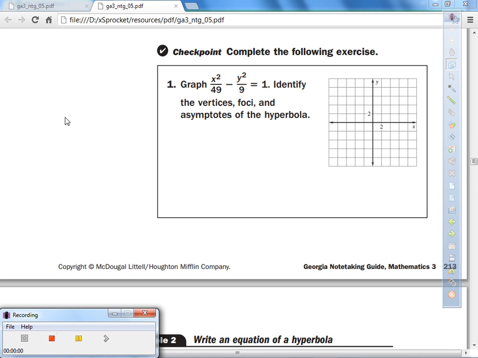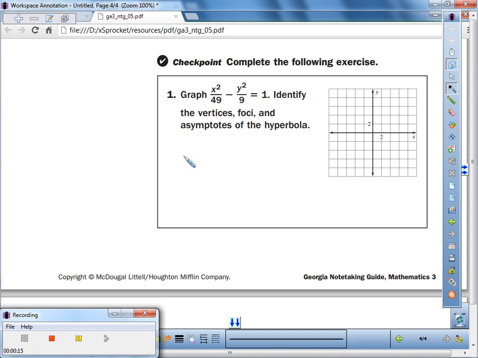Alright, this is checkpoint 1 on page 213 of your note-taking guide. What we're going to do is do this problem. My suggestion is you do it ahead of time to see if it's correct, so I would pause the video if you haven't already done this. But let's go ahead. We know that a squared is equal to 49, since that comes first, so a is equal to 7 because we take the square root of both sides.